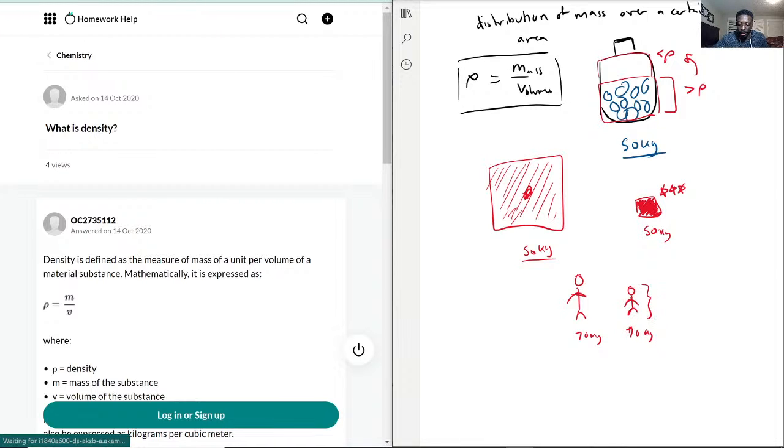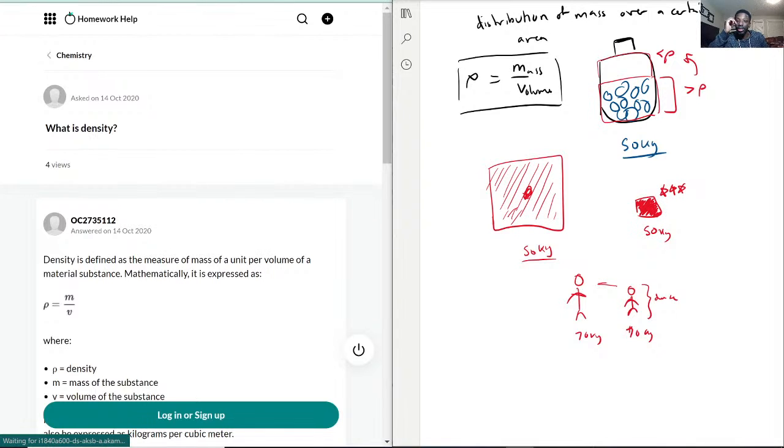This person is more dense. You'd probably assume that if these two weigh the same, the shorter one would maybe have more muscle mass or fat or something, just because it's kind of like he's more knit up in a certain area.